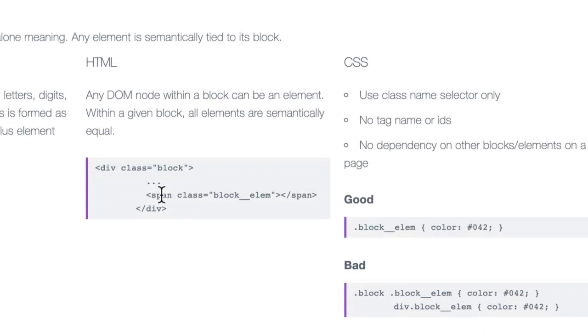However, as you start nesting deeper, you start adding more to the name so that it becomes more specific, right? So if this span class is inside of our block, then what we'll do is we'll say block underscore underscore element so that we're targeting this span.